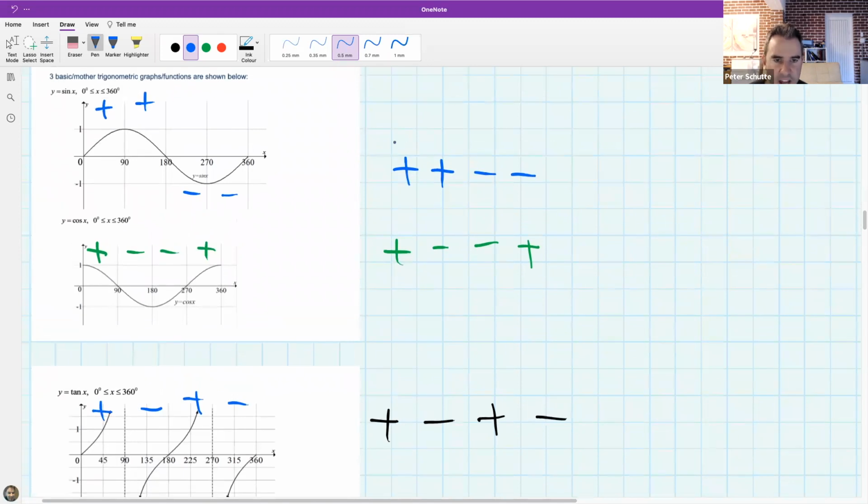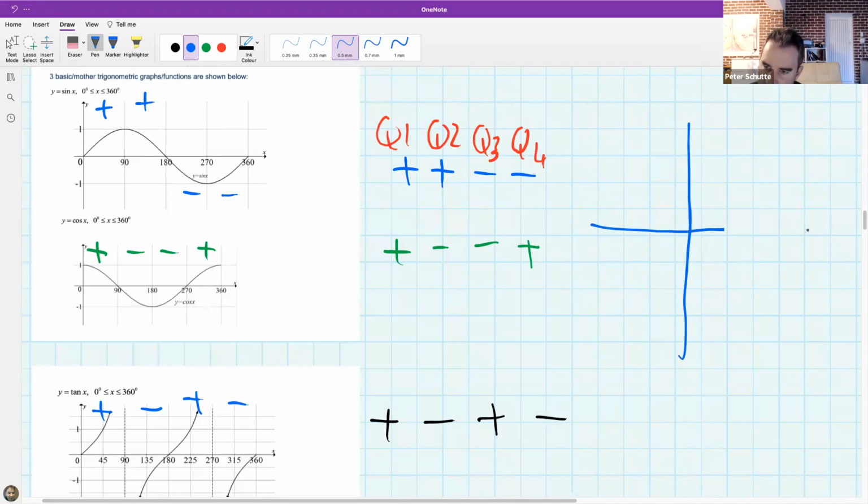So whenever we had the first column, this was quadrant one, this was quadrant two, this was quadrant three, and this was quadrant four. And what math teachers do is they say, look, to keep track of where the different graphs are positive or negative, we use a CAST diagram. And we'll see what this says. So if you look at quadrant number one, can you see that all the trig ratios are positive in quadrant one? And so what we do is we put an A here for all.